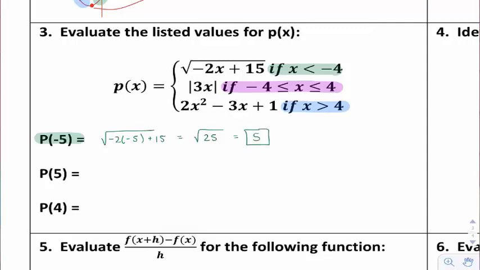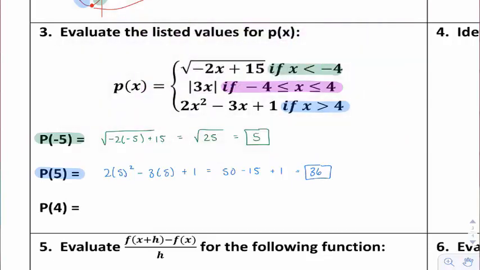If I ask for p of positive 5, now we're dealing with x greater than 4, so I'm dealing with that quadratic function. So I'm going to go 2 times 5 squared minus 3 times 5 plus 1. So that's 25 times 2, so 50 minus 15 plus 1. So that's 35 plus 1, so 36. Once you know where to plug in, it's really not so bad.